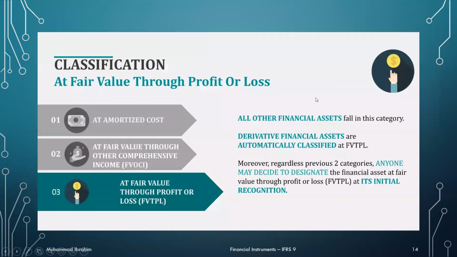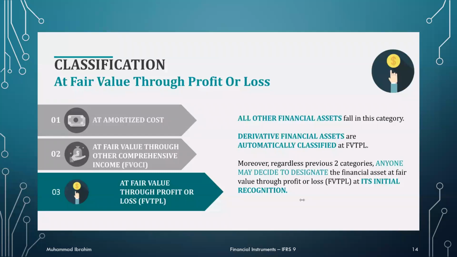Yeah, next slide. Again, the last classification is through P&L. As we have had a detailed discussion regarding the amortized cost classification and fair value through OCI classification, now I can tell you easily that all the other financial assets which are left can be classified at fair value through P&L. To be clear and exact, every derivative financial asset is automatically classified at fair value through P&L. I will not go into detail about derivative financial assets because we can cover it in another session.